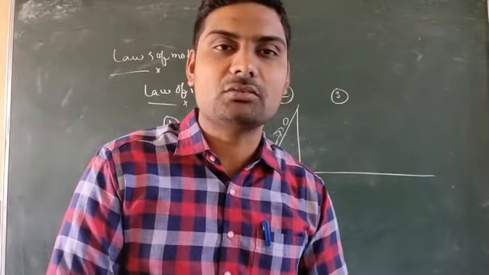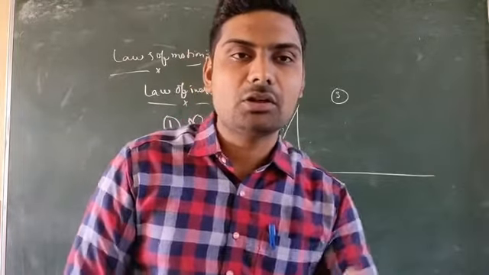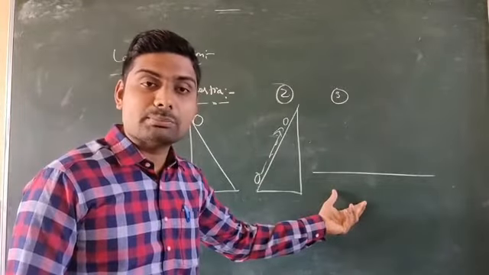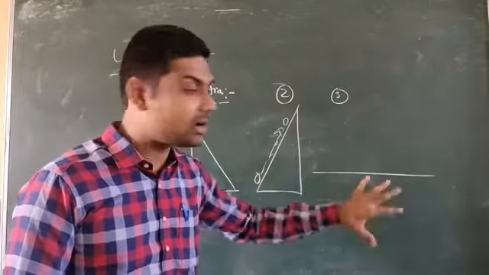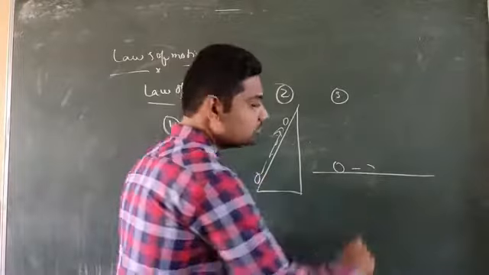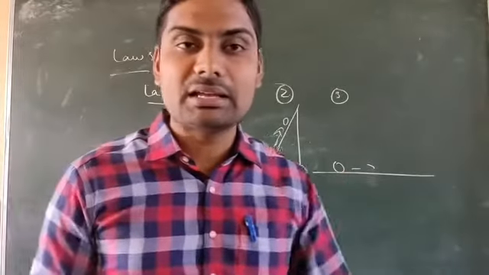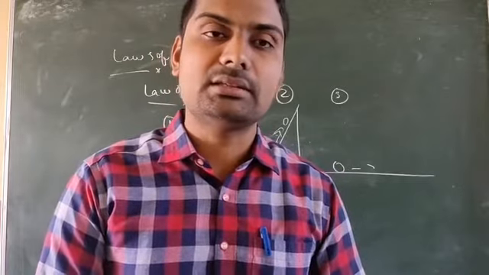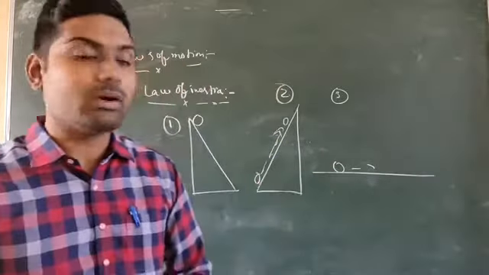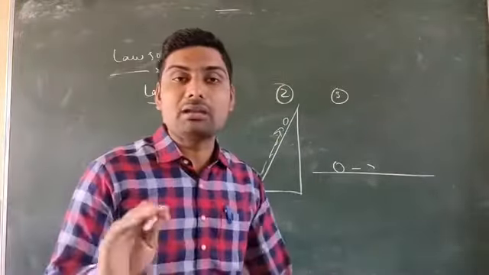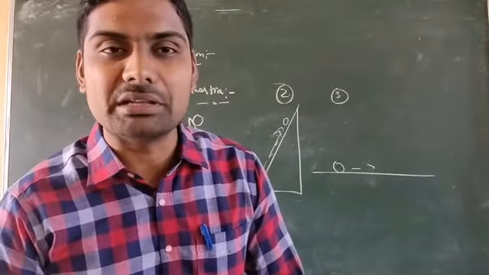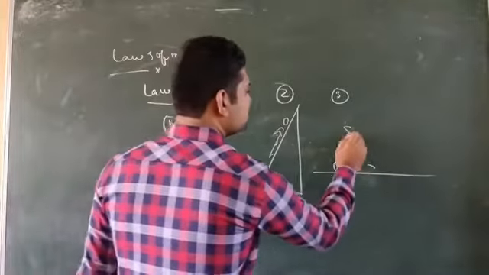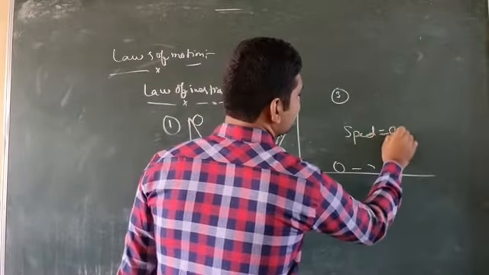Yes, my students, are you getting my idea? Are you coming to my point? So the speed of the ball will neither increase nor decrease if you roll the ball on a horizontal plane. Then what happens here? The ball will move with uniform speed, with constant speed. Speed is constant here.